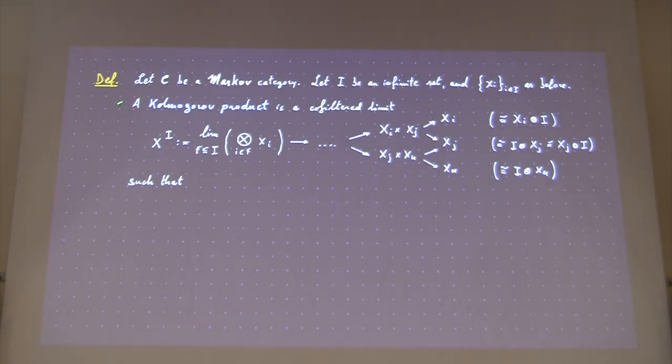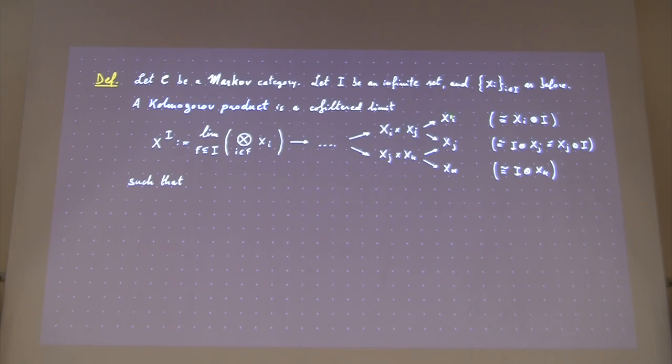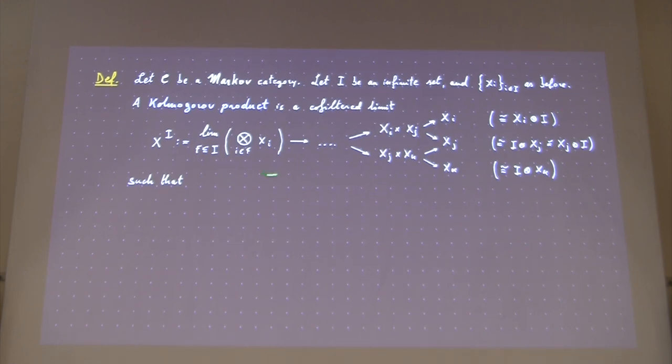So, given a Markov category and an infinite set, we call a Kolmogorov product this co-filtered limit, where here I should have put the tensor products, okay? So at the finite level, we take the tensor products, but then we take this co-filtered limit, and we still have the projections because we are in a semi-Cartesian monoidal category. So if you want to go from here to here, this object is canonically isomorphic to this one, and so this map is just the identity on X_i times the discard map on X_j, and so on, okay?